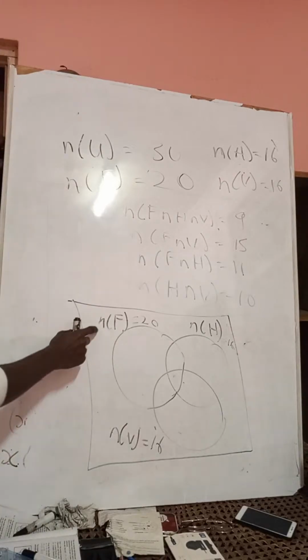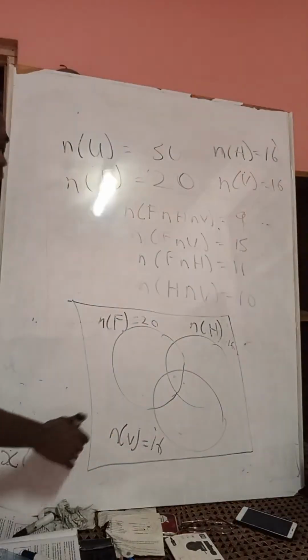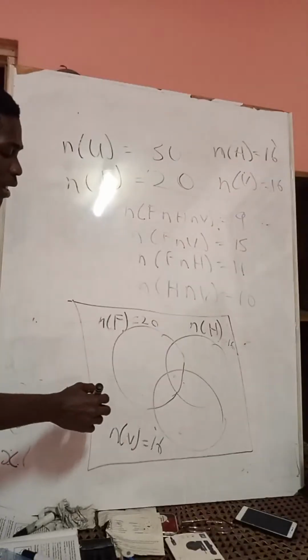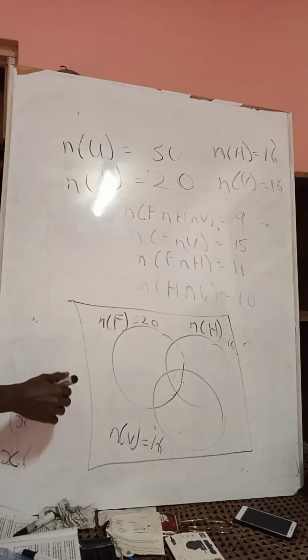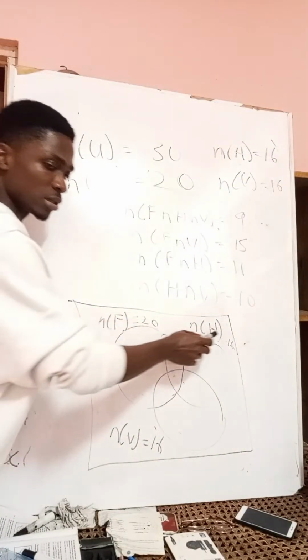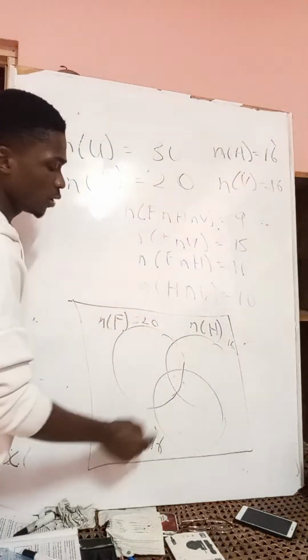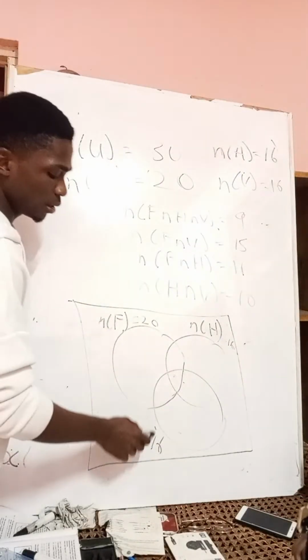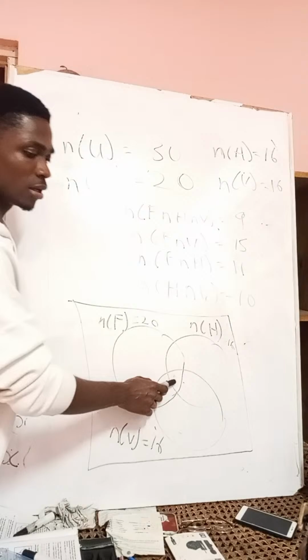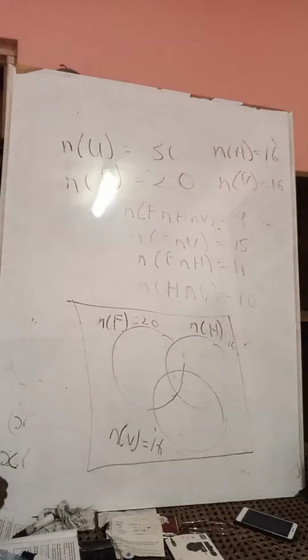You come here, this is F, this is H, and then V. Now this side, in the middle, means intersection of all the 3: those who can play football, hockey, and volleyball. This side is football and hockey. This side is hockey and volleyball. This side is football and volleyball. And this side is only football.